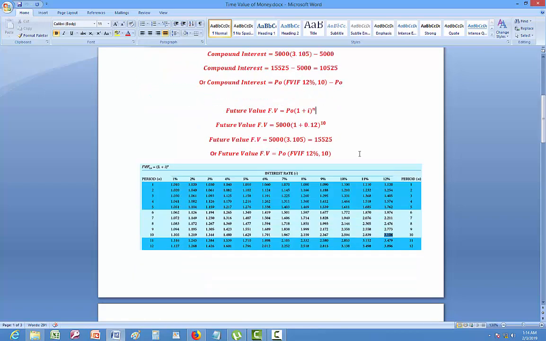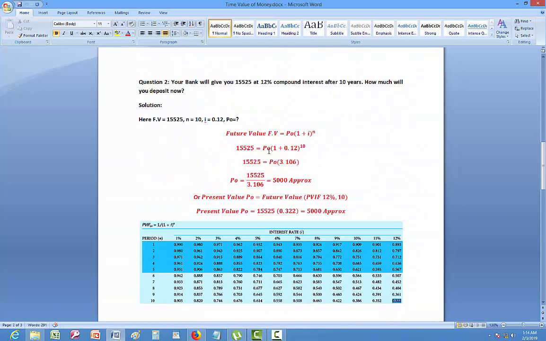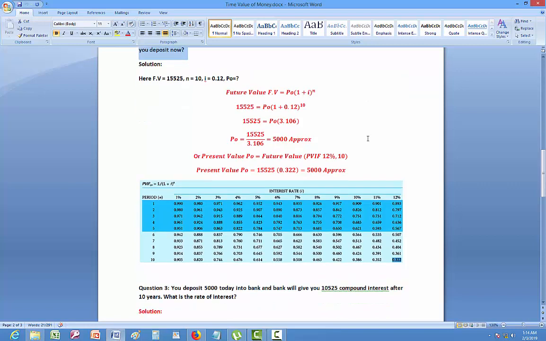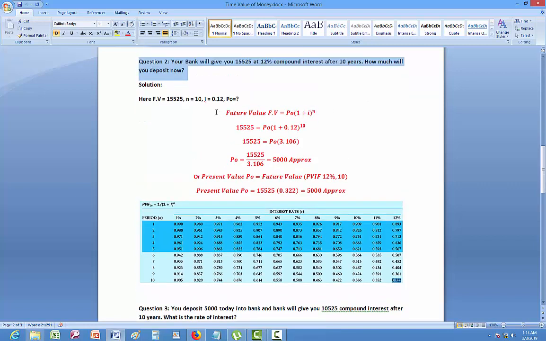Now what will happen in the next question, that your bank will give you 15525 at 12% compound interest after 10 years. How much will you deposit now? So present value is missing, so we can use here the formula for future value, which we discussed earlier, that future value is 15525, present value is missing here, and 1 plus 0.12 raised to power 10, so we can calculate easily.